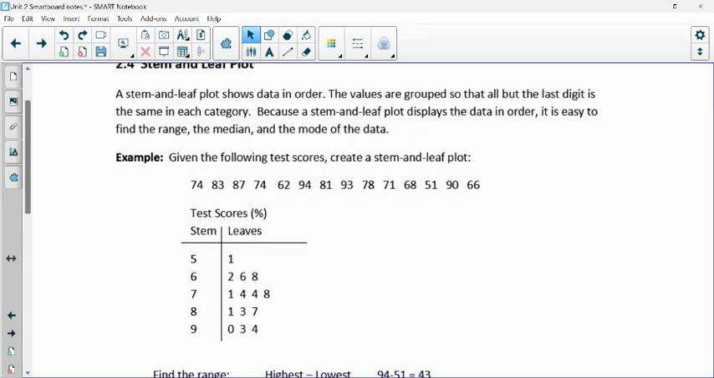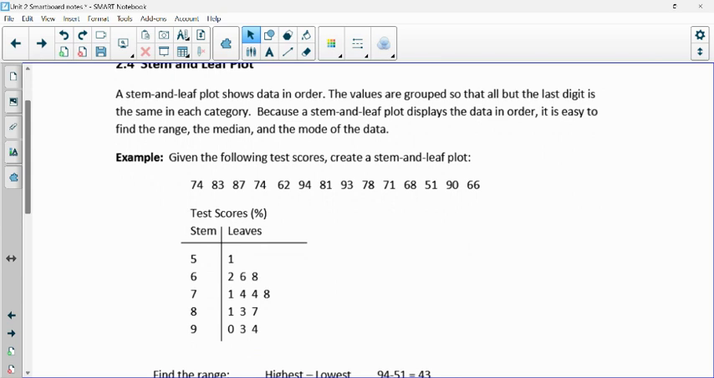Okay. The reason a stem and leaf can be written is sometimes it helps you organize the data. It helps you kind of see where the most numbers are. Like I can see that there's most numbers in the 70s in this case because there's most leaves in this case. It can also help you find the range, the median as well, and the mode.